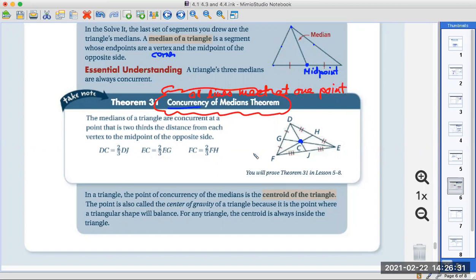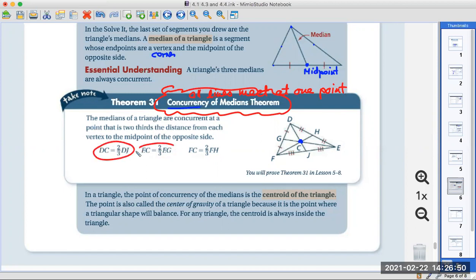And there it is, right? And it doesn't always happen. Not all lines inside a triangle will meet at one point, but the medians will. The medians of a triangle are concurrent at a point that is 2/3 of the distance from each vertex to the midpoint of the opposite side.